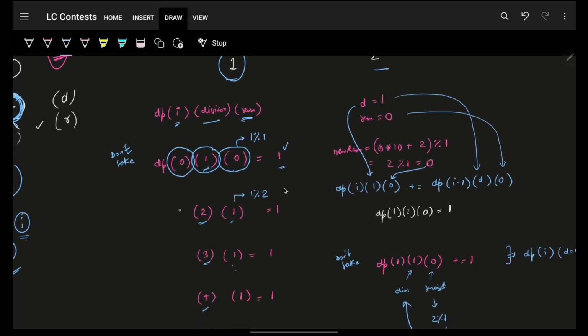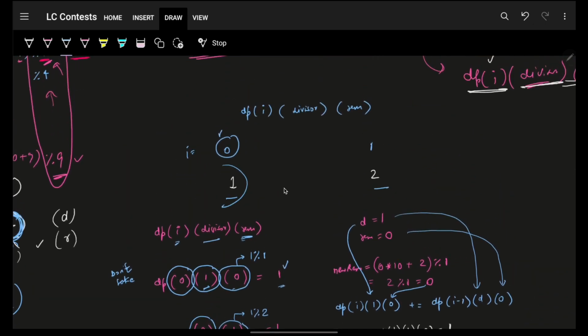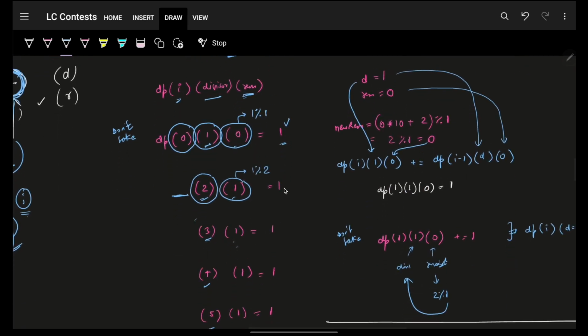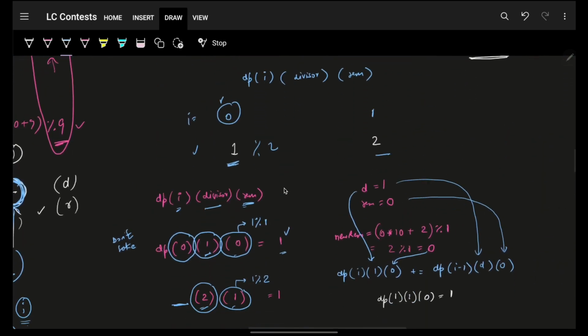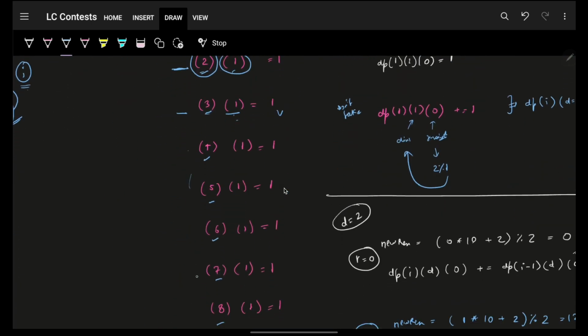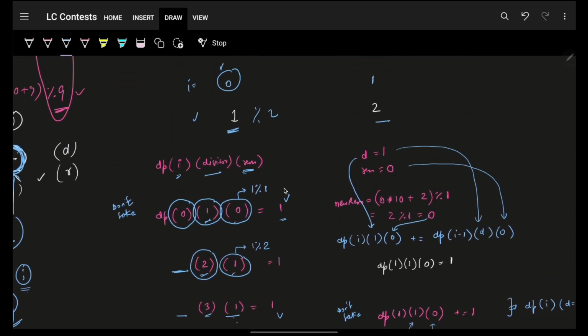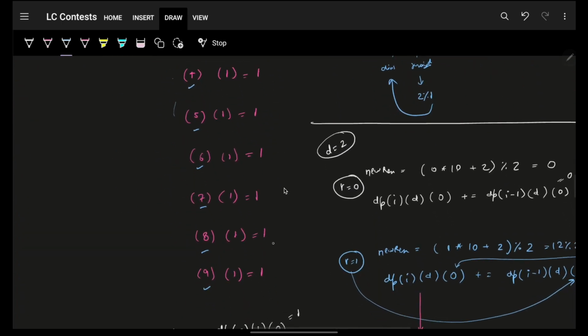Same way, ending at index 0 with 2 as a divisor and remainder 1, you will have one substring. Same way, ending at index 0 with 3 as a divisor and 1 as the remainder, you have one substring. I will just compute that because it's the beginning one, so you have no other previous state available because it's the first index. That's the reason I have shown 1 everywhere here.